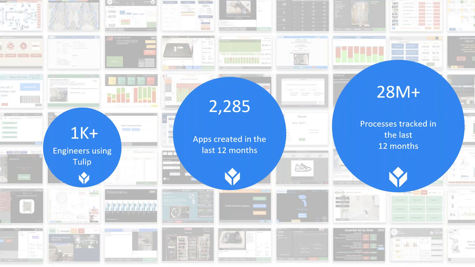And if you look across the whole customer base of Tulip, you're seeing roughly a little over 1,000 engineers actively engaged in Tulip day-to-day. These engineers have 2,285 applications that have been created. About 60 to 70% of those are in production right now. And these applications that have been created and deployed onto the shop floor have tracked over 28 million individual processes over the last 12 months.